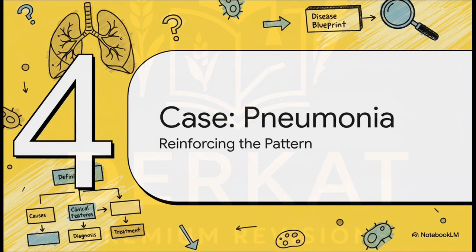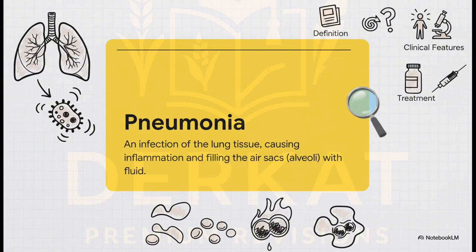All right, so we've deconstructed infective endocarditis. Now let's switch gears and see if our blueprint is versatile enough to handle a super common respiratory infection, pneumonia. Back to step 1, the what. So what is pneumonia? It's an infection of the lung tissue itself.